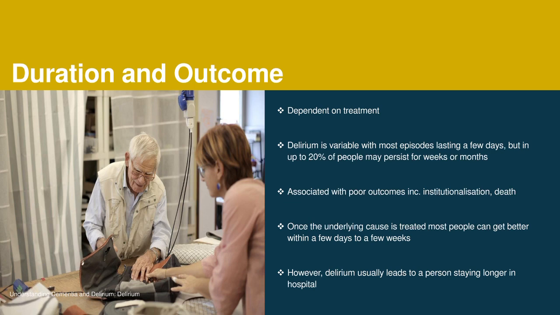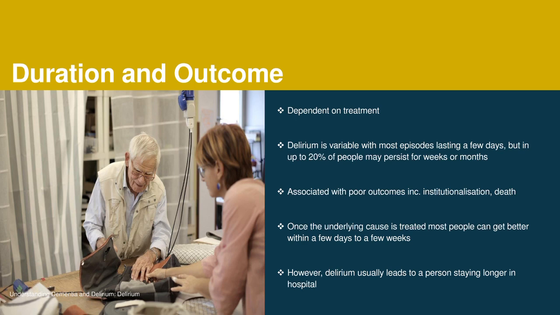So how long does it continue? How long does delirium go on for? And what are the outcomes for people? It very much depends on the treatment and the person. Delirium is variable, with most episodes lasting a few days, but in 20% of people it may continue for weeks or months. And it is associated with poor outcomes.